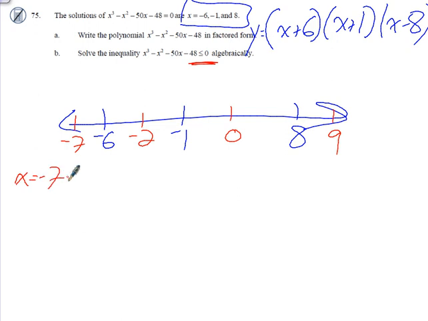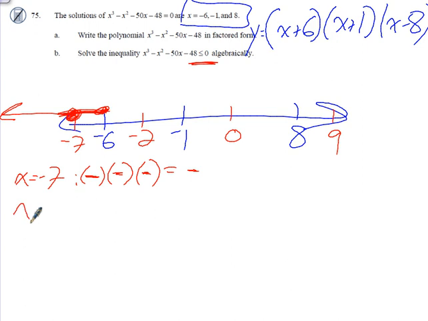X equals -7. -7 plus 6 is negative. -7 plus 1 is negative. And -7 minus 8 is negative. So all three are negative. That gives us a negative, which tells me that this is, in fact, less than 0. I'm sorry, that should go from -6.